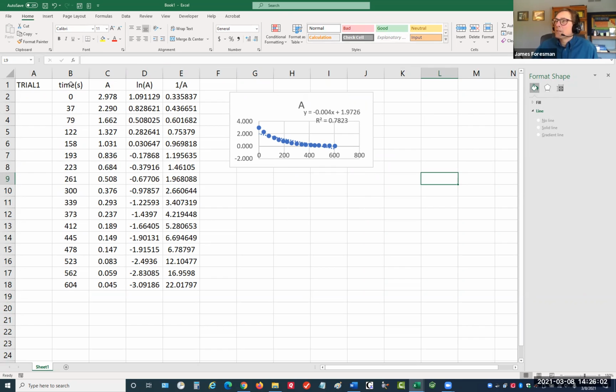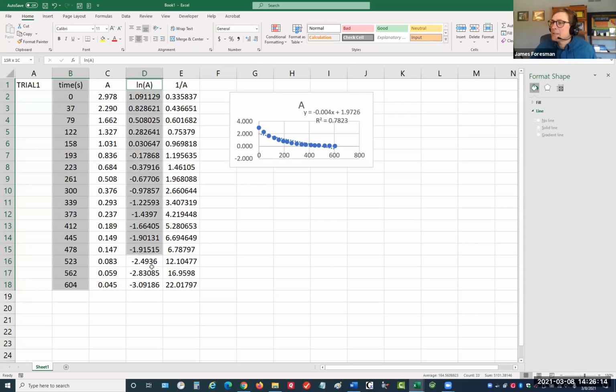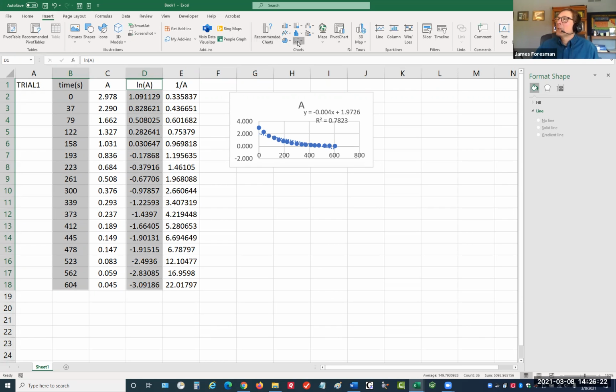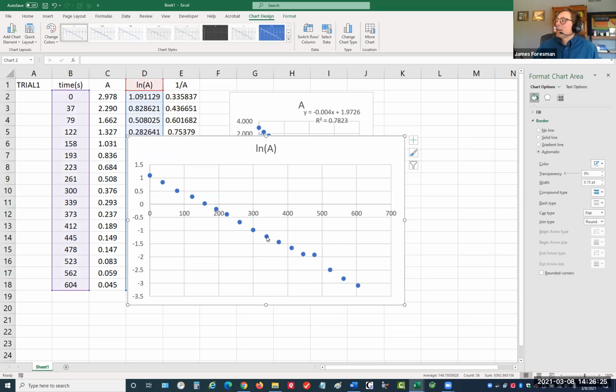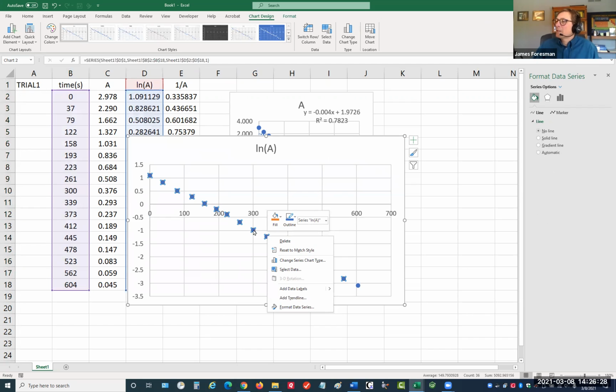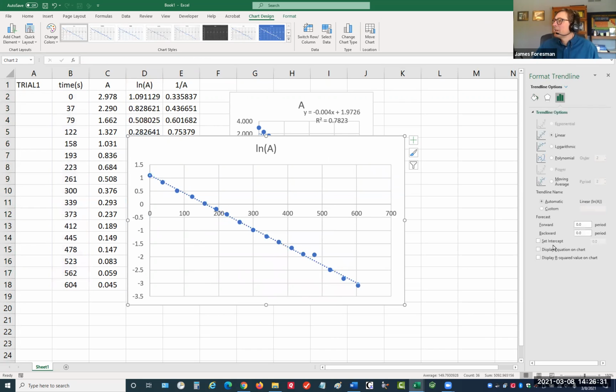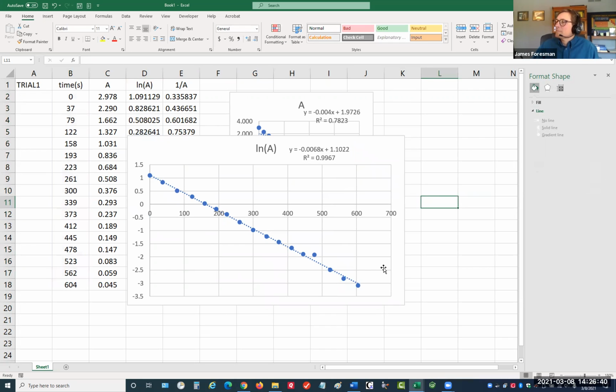The next graph, I can select time and then holding down the control button, I can select the ln of A. So now I've got these two columns selected and I can insert that graph in the same way. And I can right mouse click on the data, add a trend line, put the equation and R squared on it, move it so I can see it, and make it a little smaller.